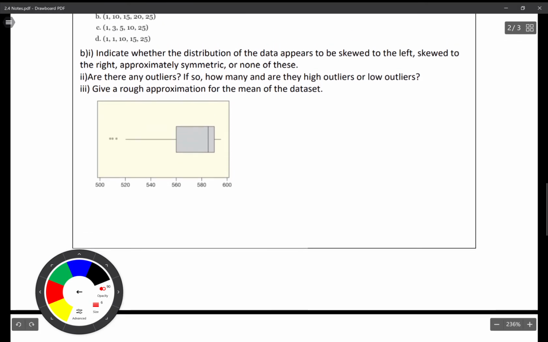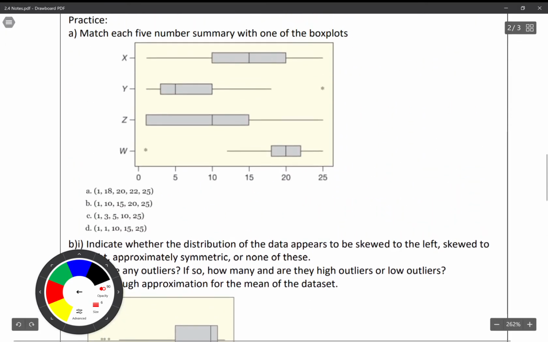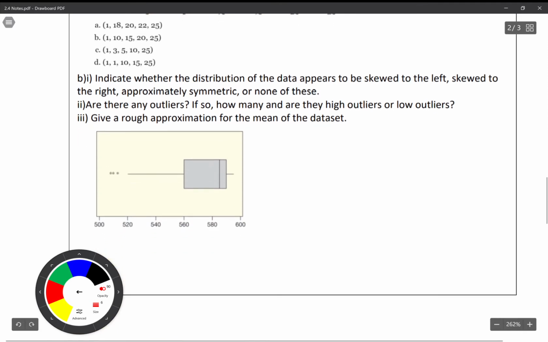Hopefully there will be no distractions. And so you guys know how to match those. You want to definitely look at the median and match those as quick as possible.